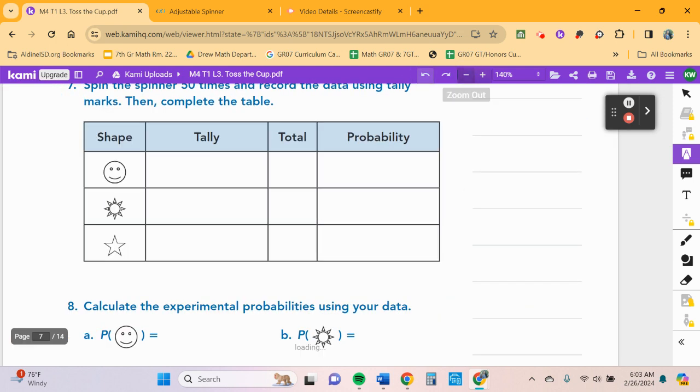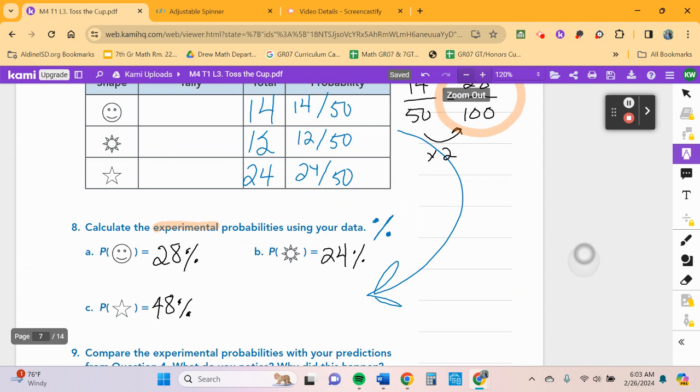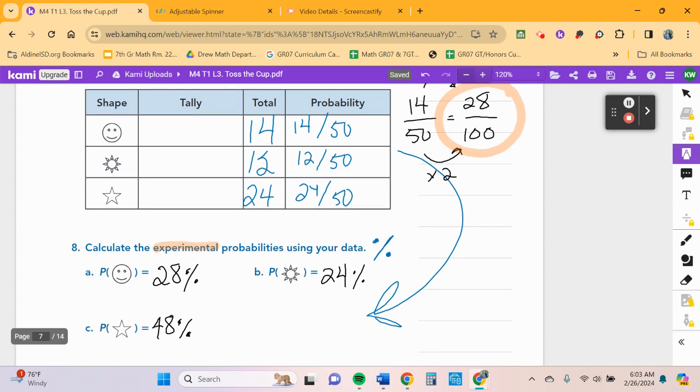And that's just what I did for all of my fractions. So I scaled up by 2. And for my sun, I got 24%. And for my star, I got 48%. So those are the numbers that you should have gotten for your experimental probability.